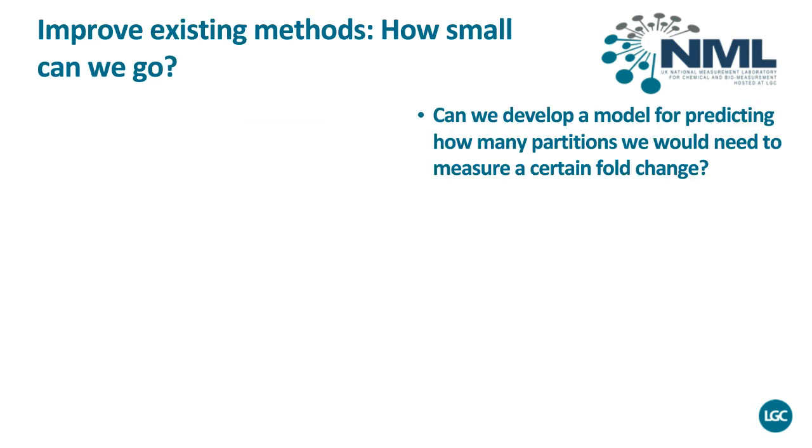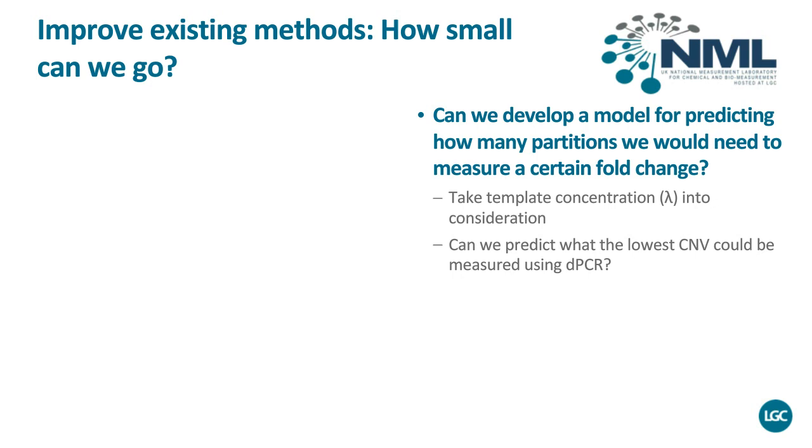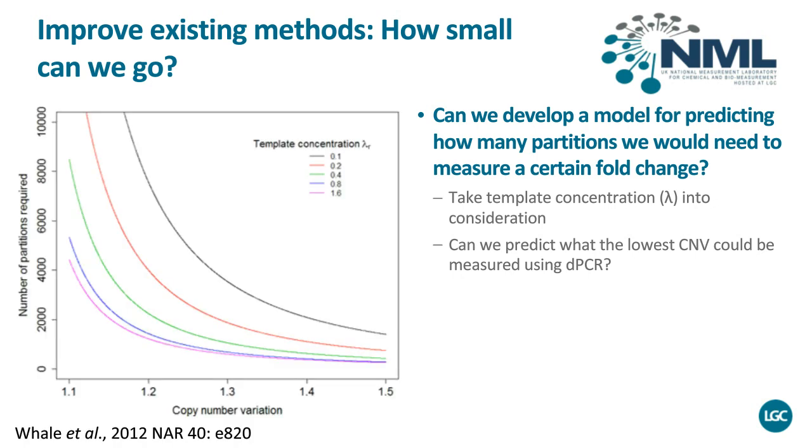So we're looking at improving existing measurements. How small can we go? When we were looking with the Fluidigm, we got down to about 1.17, but can we actually go further, and can we develop a model for predicting it? We want the template concentration to be taken into consideration because we might be using cell-free DNA or tissue biopsies. And then could we predict what will be the lowest? And we developed this mathematical model.